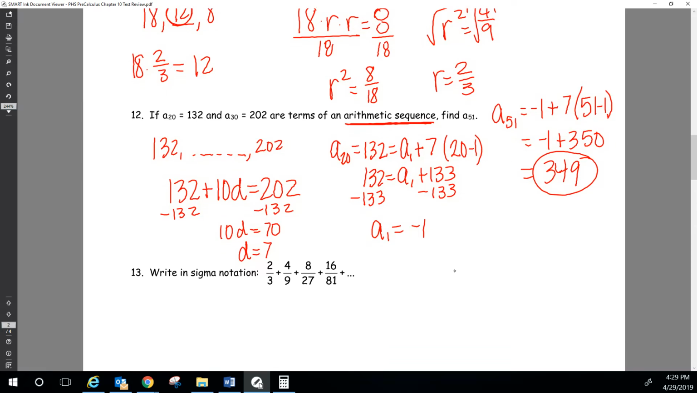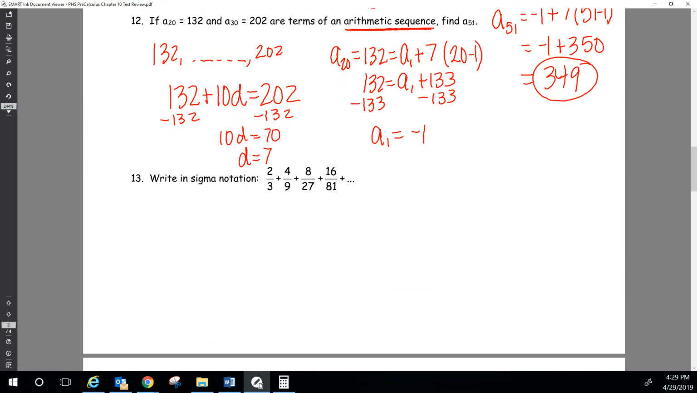All right, number 13 asks us to write this series here in sigma notation.